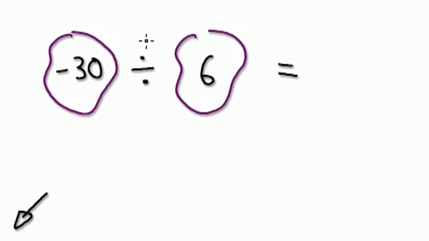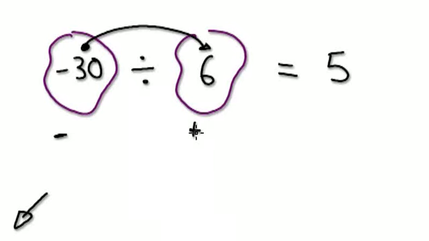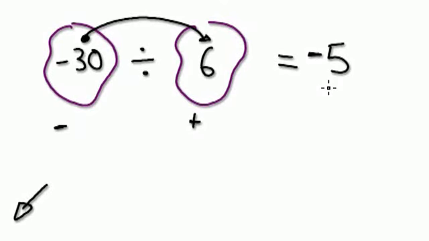So here, if it's a times or divide, I'm just going to ignore the minus sign for the time being. 30 divided by 6, so that's 5. Now I would look at the sign. Here you've got 1 minus, here you've got a positive. So there's only 1 minus of the 2, so the answer would be a negative. Okay, so your answer should be -5.